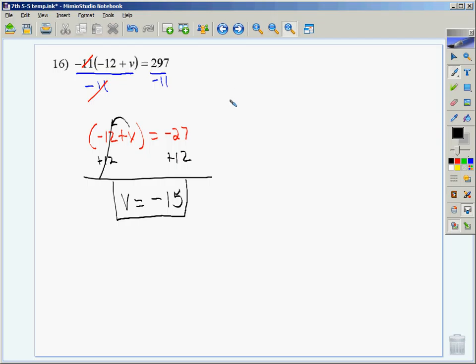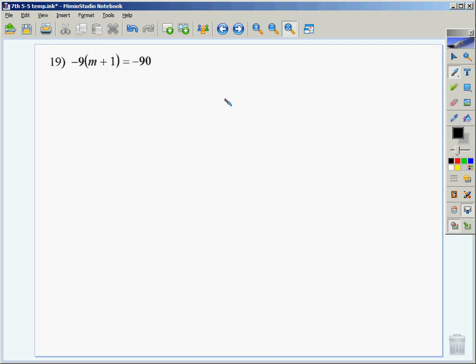Again, at any point in time, if students need to see this, you can pause. Skipping to 19, and again, if I'm looking at this, I could distribute this negative 9 through the parentheses. That's one method. Or I could look at it and say, because the parentheses are being multiplied, I'm going to go ahead and divide both sides of my equation by a negative 9.